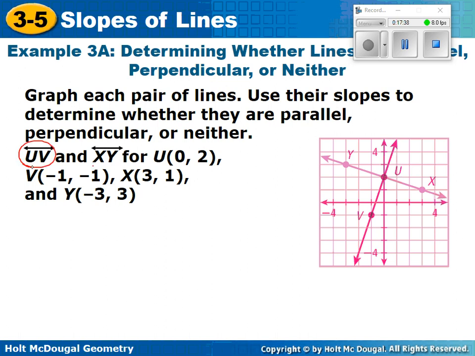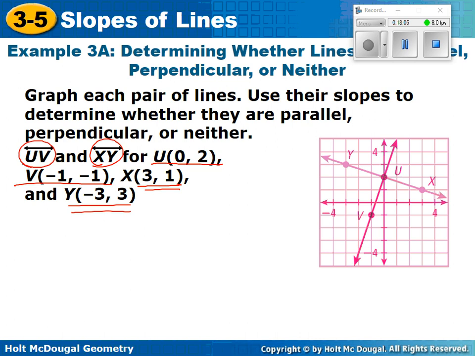Be careful. Every year I'll have students who will plot all of these points and then they'll just pick two to connect. It specifically said to connect which two? U and V and X and Y. So don't just pick two to put together. So UV would be connecting these two. XY would be connecting these two. And I am assuming that you can plot a point and connect them with a ruler and draw arrows on the ends. Is that correct?